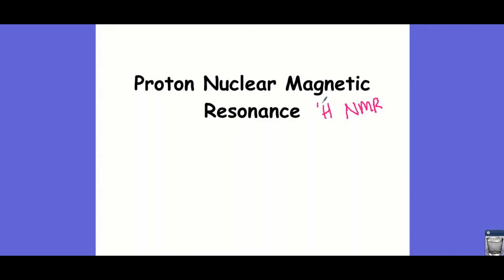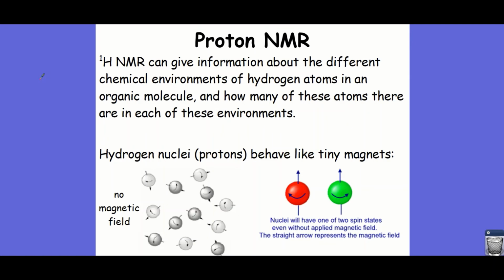NMR takes that even further and gives us even more detail about the environments in which hydrogen atoms can be found. There are lots of different types of NMR. You can have carbon NMR and phosphorus NMR, but we are going to concentrate solely on proton NMR. So a wee bit now about how proton NMR works. Proton NMR is used to identify hydrogen atoms. It can give you information about how many hydrogen atoms are in a specific environment, and also some information about that environment as well.